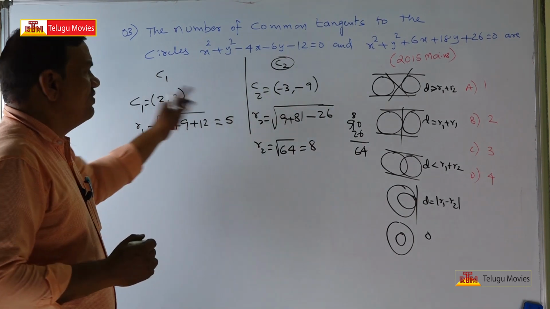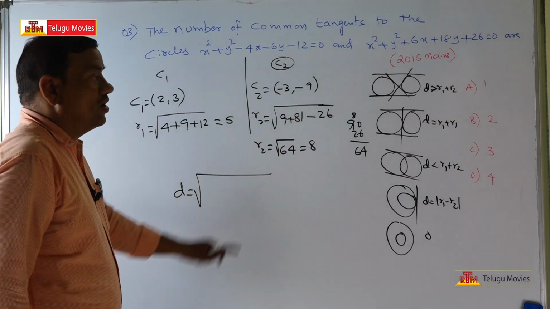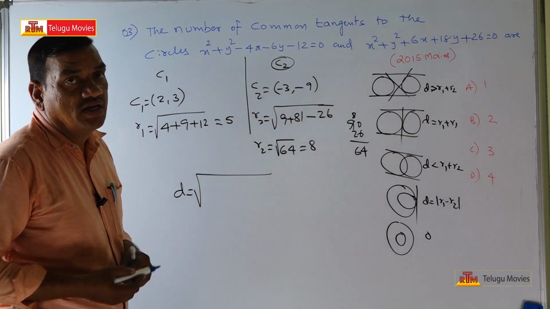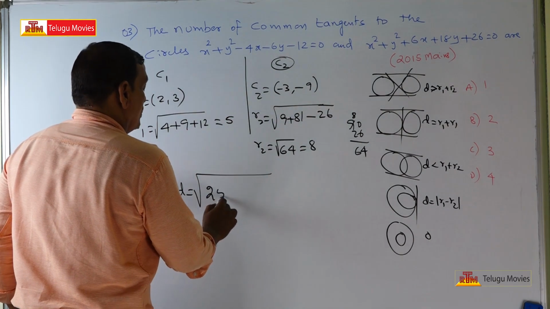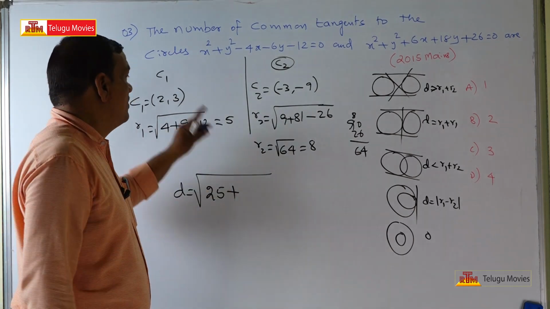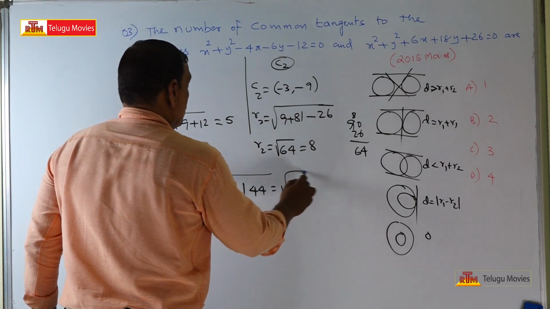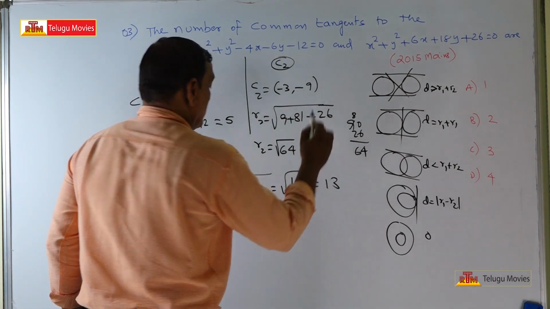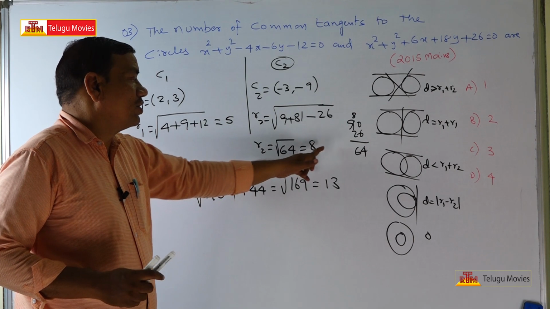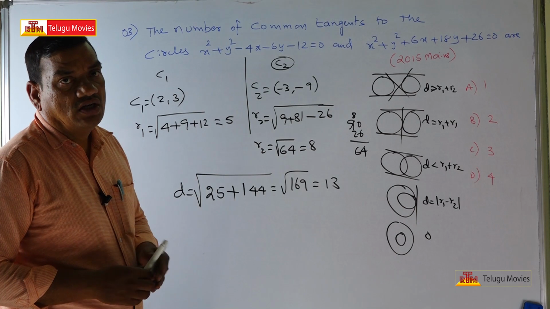We will find the distance between the centers. D is equal to the square root of (x2 minus x1) whole square, that is (minus 3 minus 2) whole square, that is minus 5 whole square, which is 25, plus (y2 minus y1) whole square, that is (minus 9 minus 3), minus 12 whole square, 144. That is equal to 169, that is equal to 13. Okay, so everything is clear here. R1 value we know, R2 value we know, and D value we also know. So let us see the conditions, and in which conditions they are applicable.